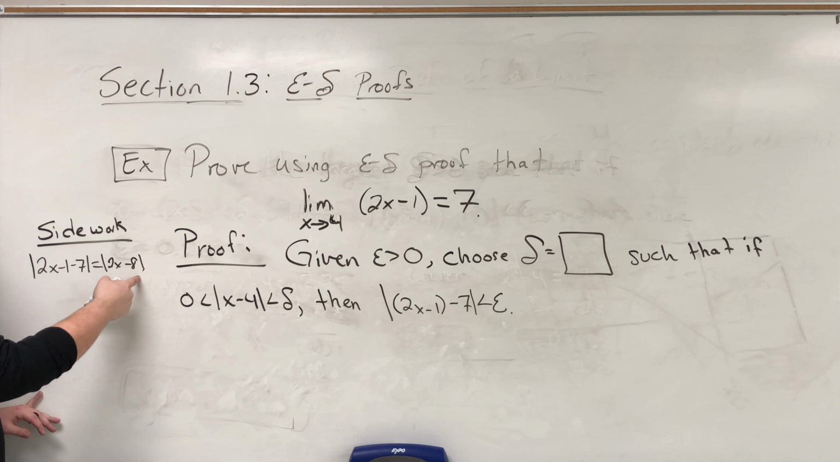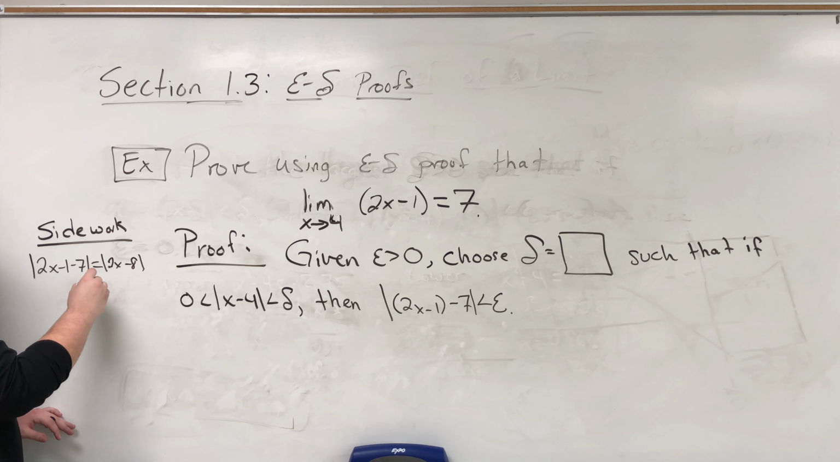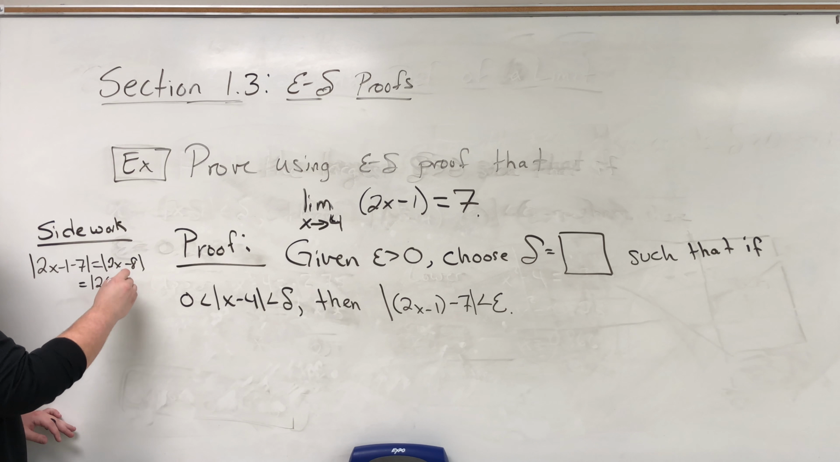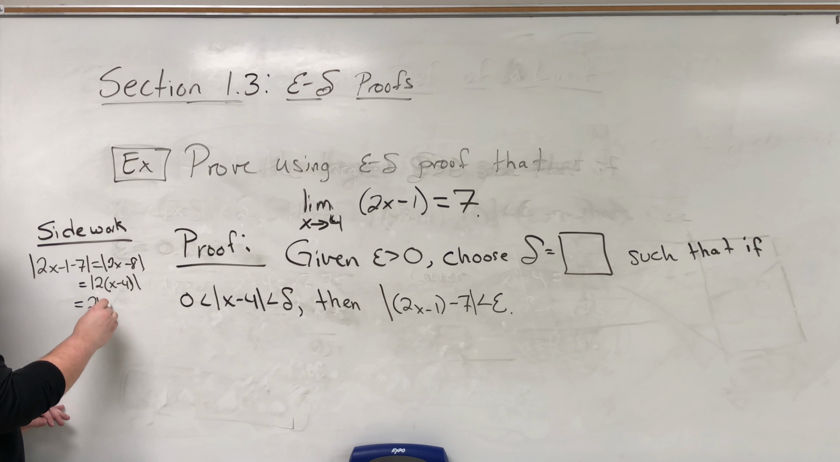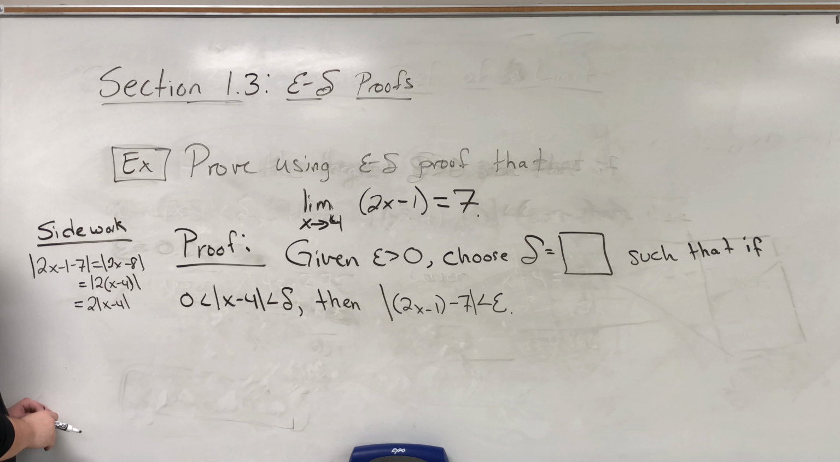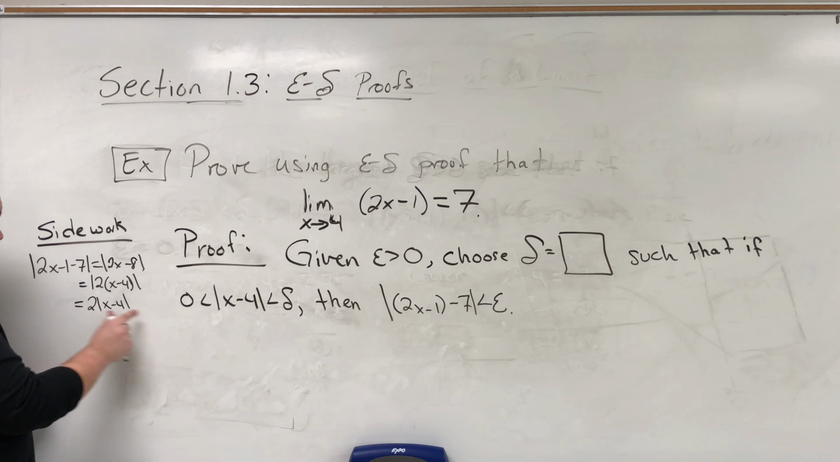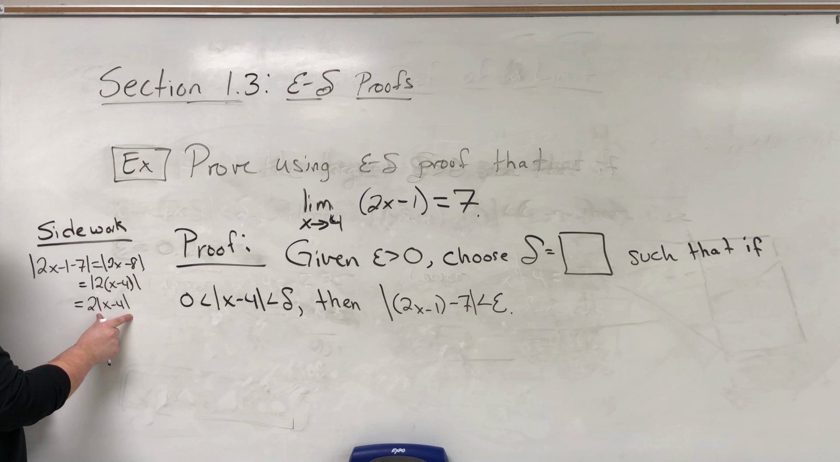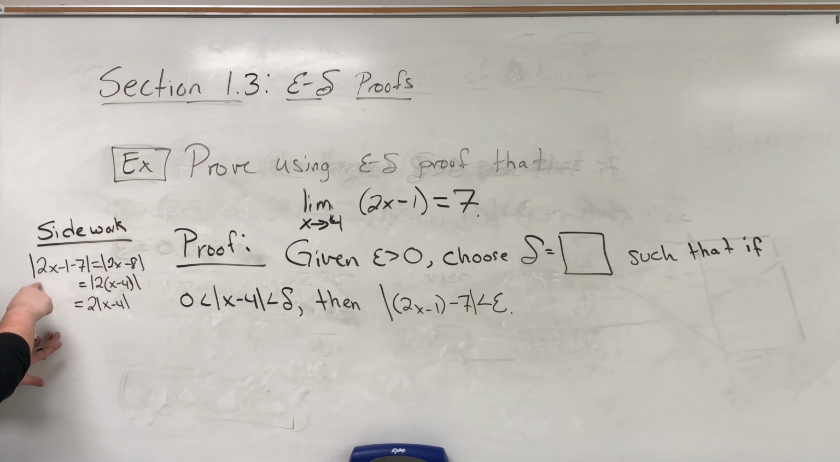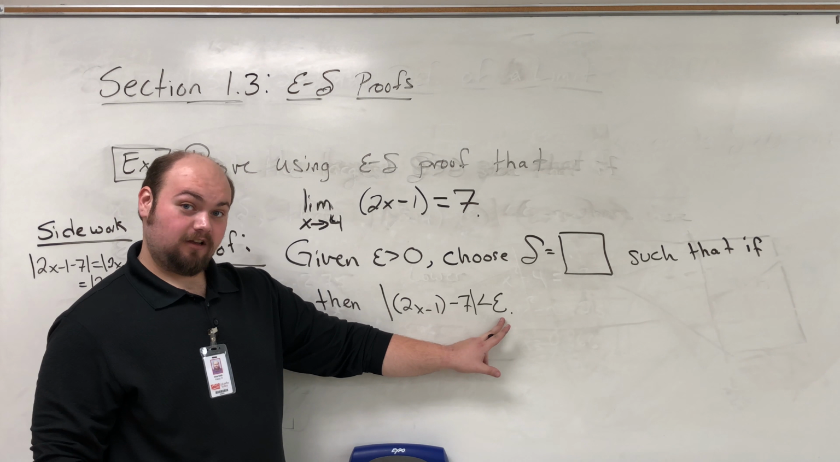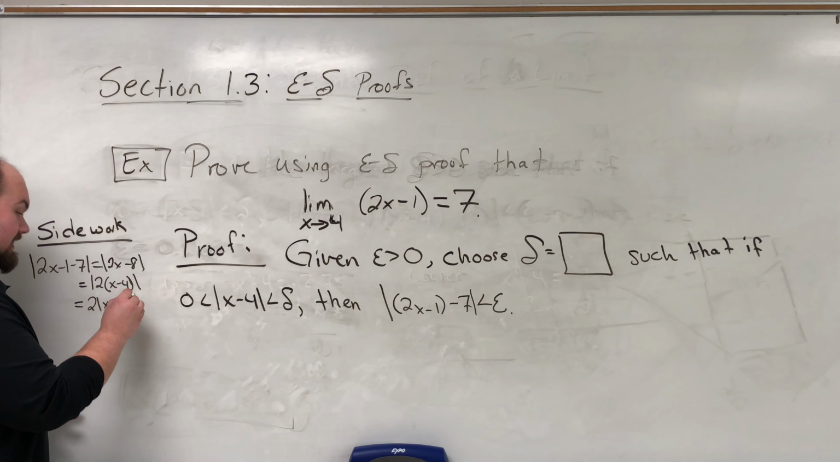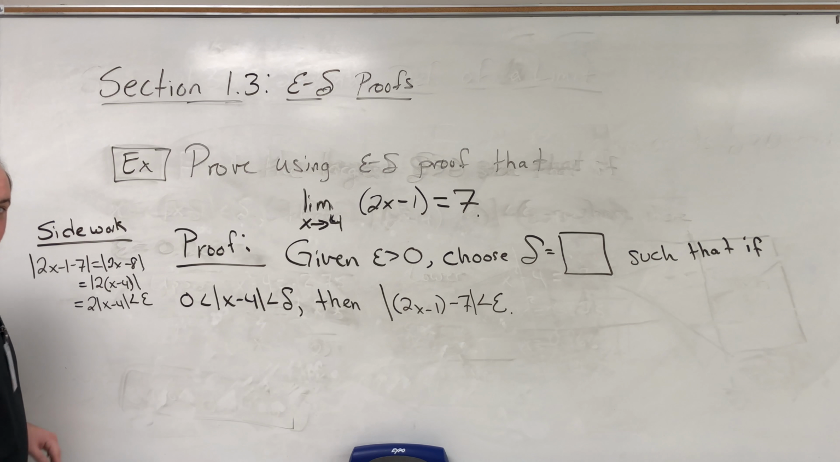But this has a common factor. I can pull out a 2. So the absolute value of 2 quantity, x minus 4, okay? And 2 is positive. Since 2 is positive, I can factor it out of the absolute value. So that's going to give me 2 times the absolute value of x minus 4. Well, there's my x minus 4. This expression right here, 2x minus 1 minus 7, had to have been less than epsilon, because that's the definition. So we say this is less than epsilon.